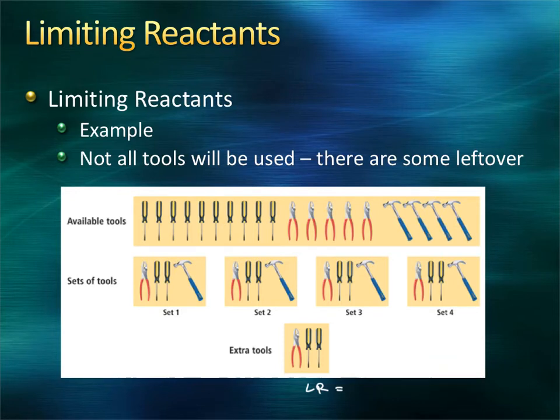So let's take a look here at an example of something not chemistry related. Let's say you wanted to make a bunch of tool sets, and you had this many screwdrivers, this many pliers, and this many hammers. But your set of tools consists of one set of pliers, 2 screwdrivers, and a hammer. When we try to divide this all out into even sets of tools, we end up with some extra pliers and some extra screwdrivers, which means that when I'm trying to piece together these toolkits, the thing that's limiting me here is actually the hammers. So if this were a chemical reaction, you'd identify the hammer as the limiting reactant.